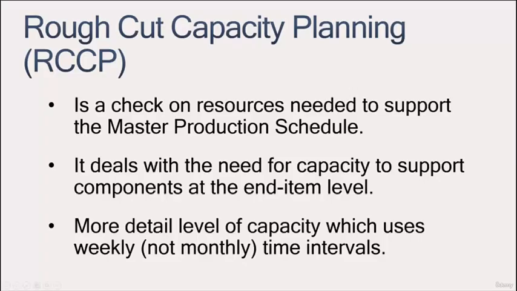RCCP Capacity Planning, RCCP for short, is a check on the resources needed to support the master production schedule. It deals with the need for capacity at the end item level. What this means is that it determines if resources will be available to meet the demand for capacity created by the MPS. It's also referred to as the second capacity check, the first check being resource requirements planning, which we discussed earlier. RCCP capacity planning validates the MPS in the same way that resource requirements planning validates the production plan.